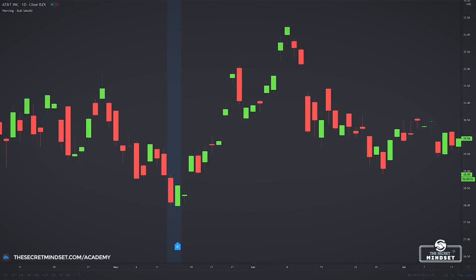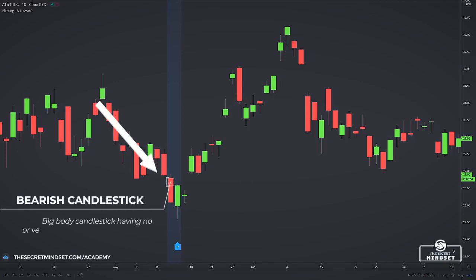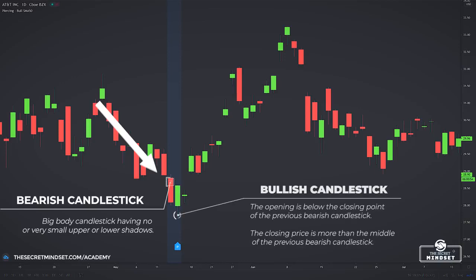Here's the formation of the piercing line. We see that the market is in a downtrend and the selling activity predominates. Here's the first piece of our pattern, with a bearish candle being formed. This bearish candlestick is usually a big body candlestick, having no or very small upper or lower shadows. The opening of the next candlestick is below the closing point of the previous bearish candlestick.